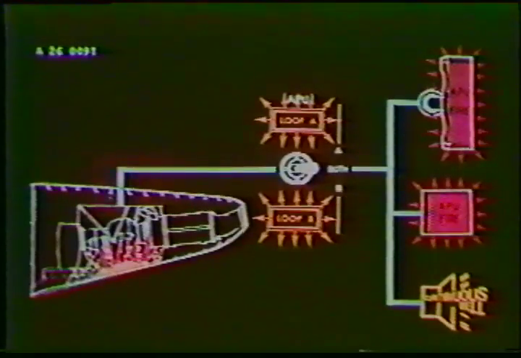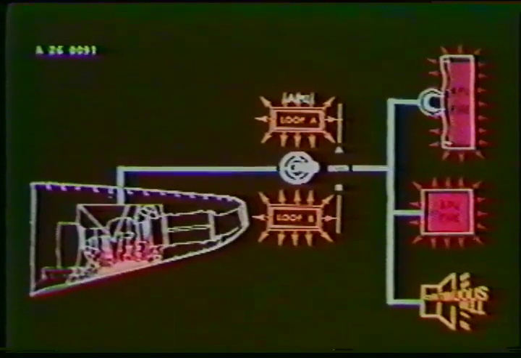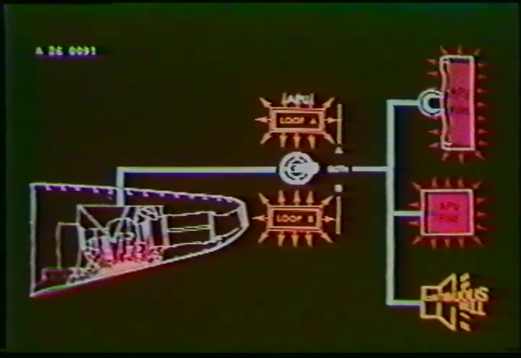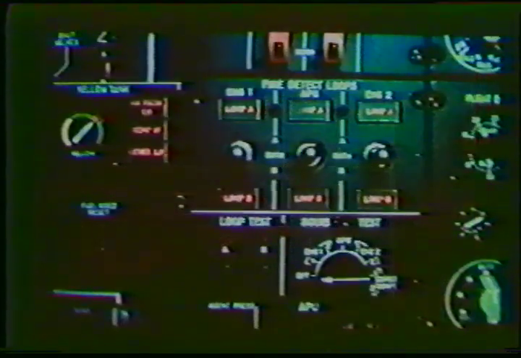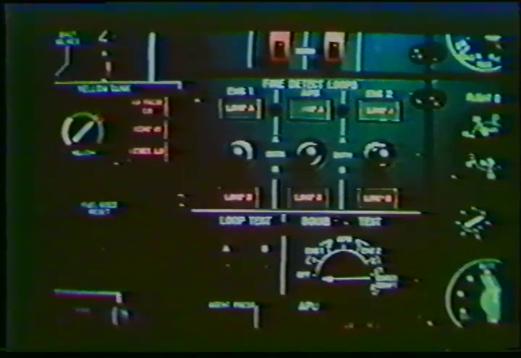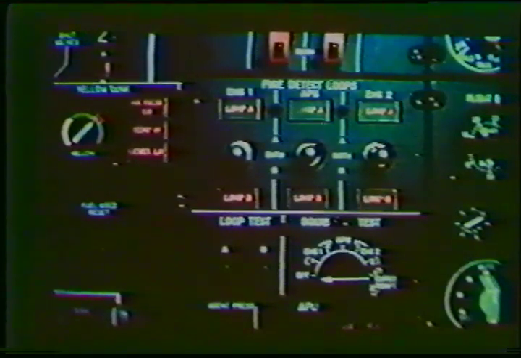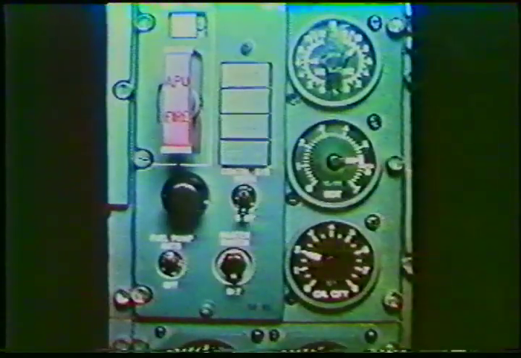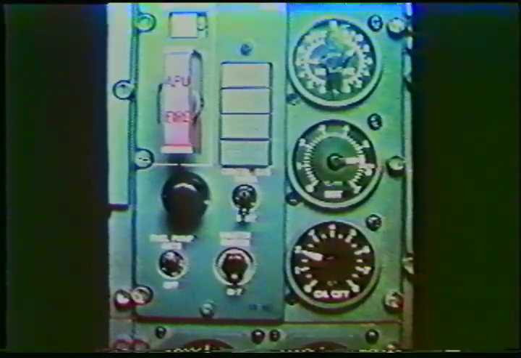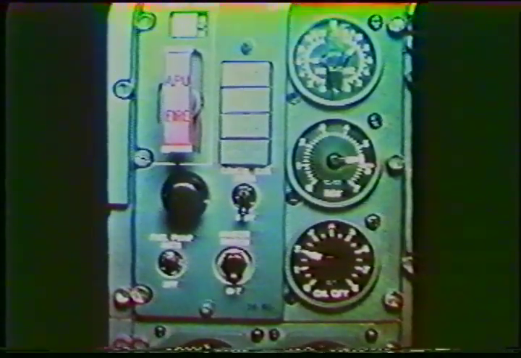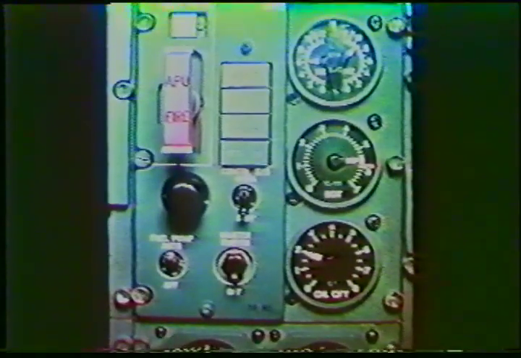In case of APU fire, here are the warnings given in the cockpit. Loop A and Loop B corresponding to the APU on the second officer panel. Illumination of the APU fire handle also on the second officer panel. And illumination of the APU fire warning on the master warning panel accompanied by the continuous bell.